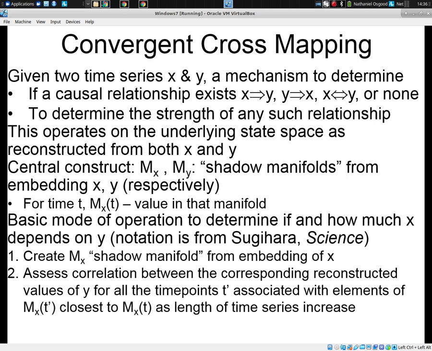For a given time point in X, we have a single point, X of T. But for that time point, we're going to reconstruct a vector which lies in the reconstructed state space of dimension E. That's the embedding from this time series. So its first element is X of T, its second element is X of T minus tau, its third element is X of T minus 2 tau, T minus 3 tau, up to T minus (E minus 1) tau. Okay? So for every time point T, except for the ones near the edge, we're going to reconstruct a vector of this sort.